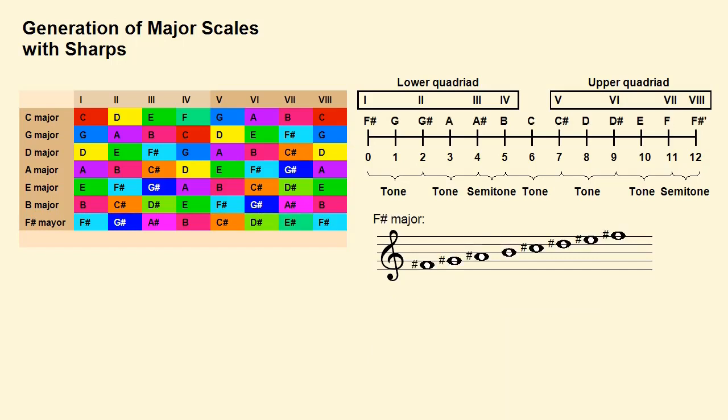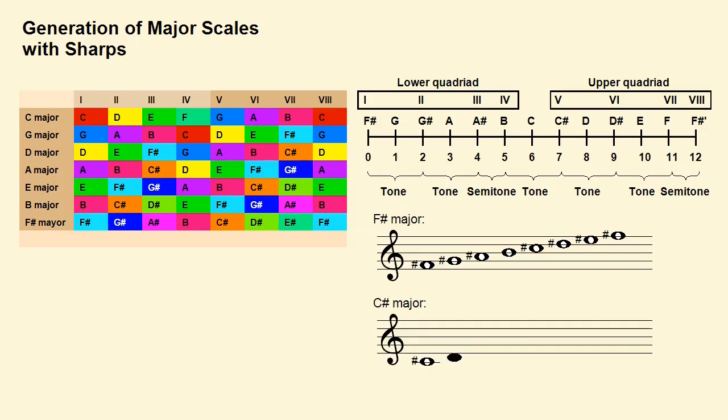Let's continue the process by taking the F sharp major scale as the basis for creating the C sharp major scale. The upper quadriad of the F sharp major scale also constitutes the lower quadriad of the C sharp major scale. The upper quadriad of the C sharp major scale consists of the notes G sharp, A sharp, B sharp, and C sharp. Let's repeat this process on the table.